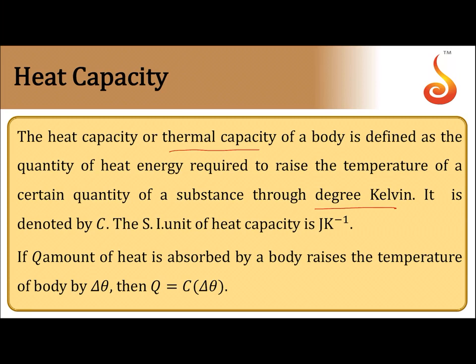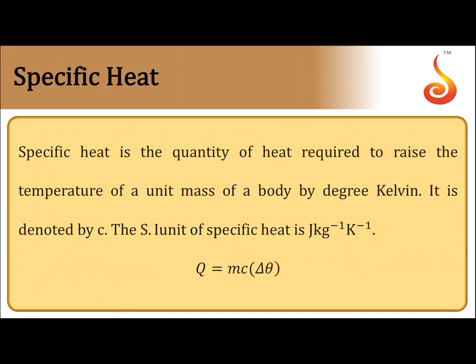If Q amount of heat is absorbed by a body to rise the temperature by delta theta, then Q is equal to C into delta theta, where C is thermal capacity or heat capacity. Its unit is joule per Kelvin. Specific heat is the quantity of heat required to rise the temperature of unit mass of body by 1 degree Kelvin. So its unit is joule per kg per Kelvin. So Q is equal to mc delta theta, where delta theta is change in temperature. C is called specific heat.